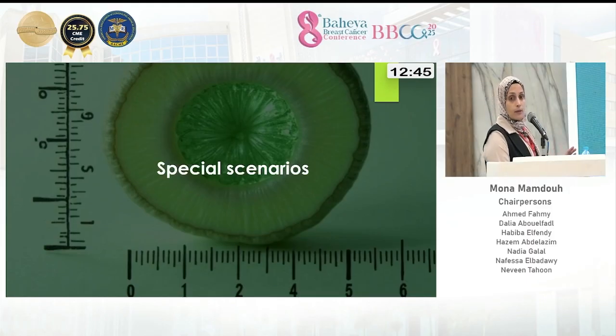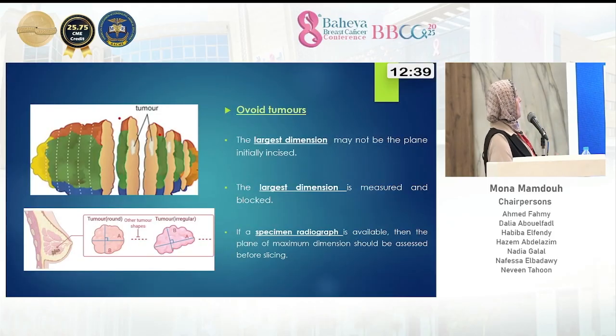We have special scenarios, actually, the challenges that we face during the management of tumor size. In case of ovoid tumors, the serial sections of the specimen, if perpendicular to the largest dimension, we should block the serials together so we can actually measure the largest dimension. It is better to be oriented by imaging before the gross sectioning so we know what the largest dimension is, and we can take our serials parallel instead of perpendicular to the largest dimension.